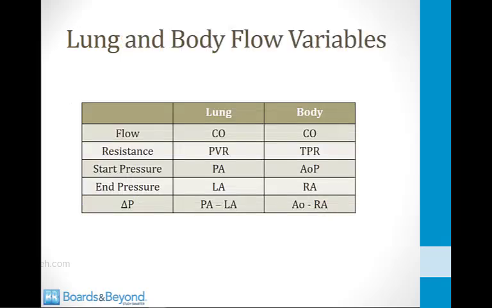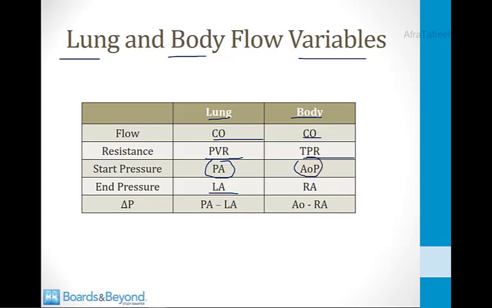And here I've summarized the variables that you need in order to apply the flow equation to either the lungs or the total body. So for both the lungs and the body, the flow rate is the cardiac output. The resistance to flow is PVR in the lungs and TPR in the body. The starting pressure as blood enters the system for the lungs is the pulmonary artery pressure. In the body, it's the mean aortic pressure.